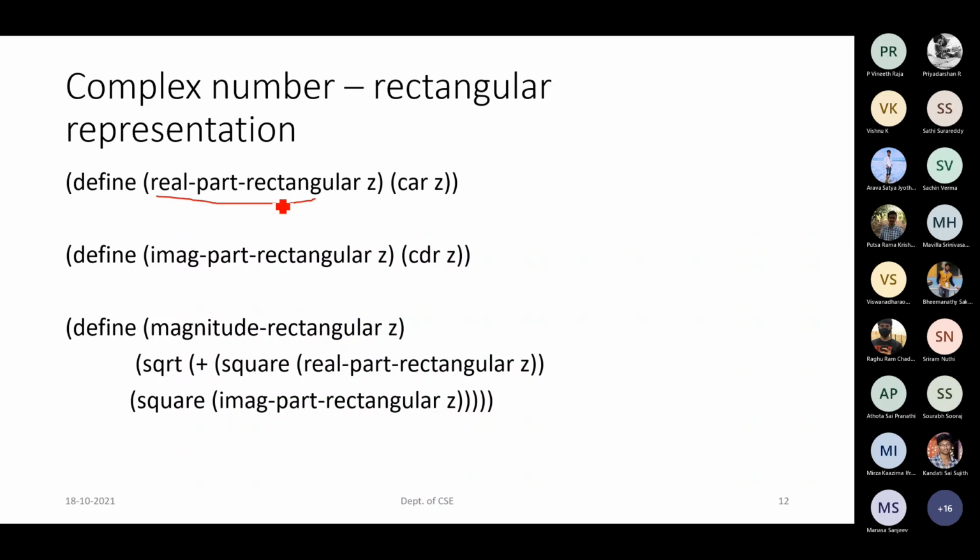So real-part-rectangle is the name I am using for extracting the real part of the complex number. And Z is the argument, which will accept a complex number. The complete complex number will be taken by this Z variable, and from that complex number you will be extracting only the first part of your complex number.